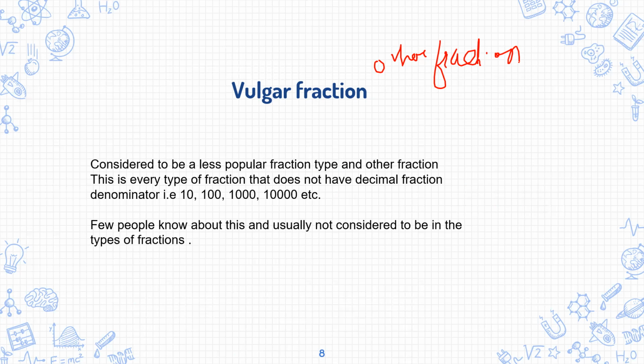This is every type of fraction that does not have a decimal denominator. That is, every type of fraction, but it does not have a decimal fraction denominator, that is 10, 100, 1000, 10,000, infinity. Few people know about this and it is usually not considered in the types of fraction. Just like 1 upon 3, this is a vulgar fraction. This is also a proper fraction. A vulgar fraction is one whose denominator is not 10, 100 and so on.